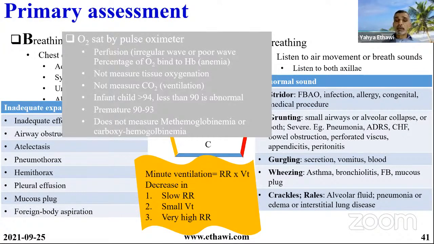Near infrared spectroscopy also measures, like the pulse oximeter, the percentage of oxygen saturation.